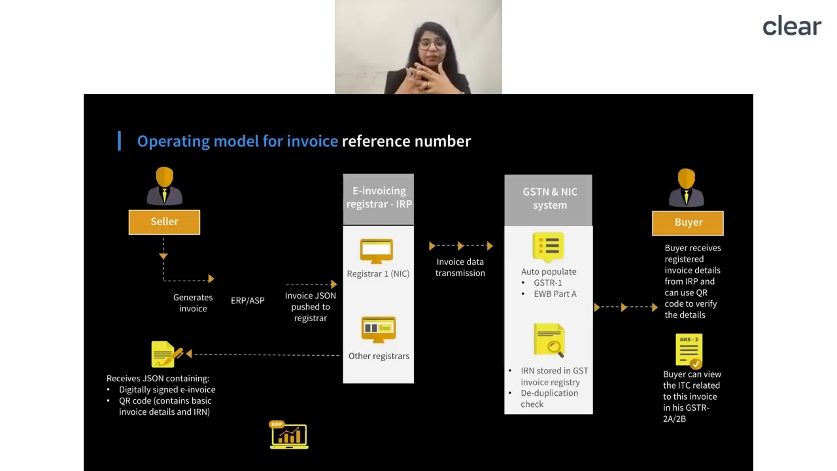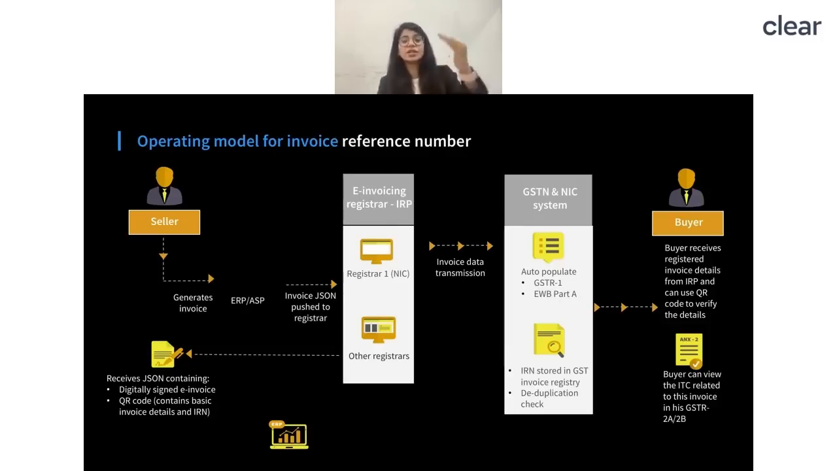At the same time, this information will also be auto-populated in your GSTR1. We all know today we file GSTR1, where we give the invoice number, invoice date, the tax rate, and the tax amount. So the government says that since I anyhow have this information, I will autofill it in the GSTR1 also. So this information will be autofilled over there also.